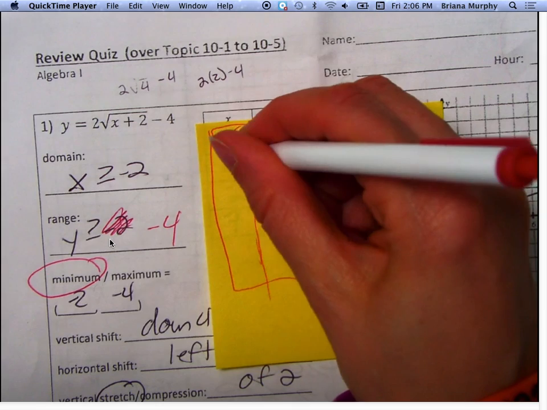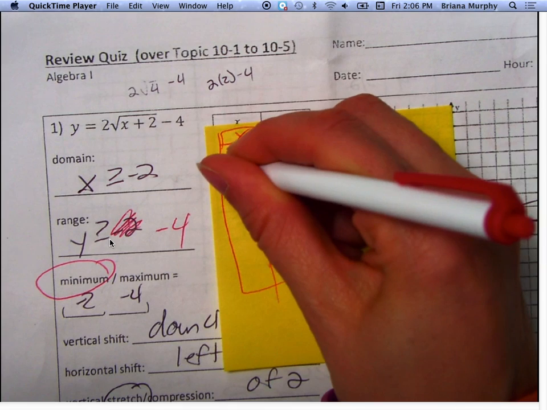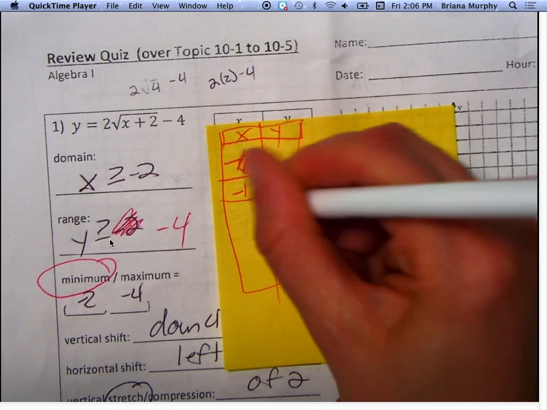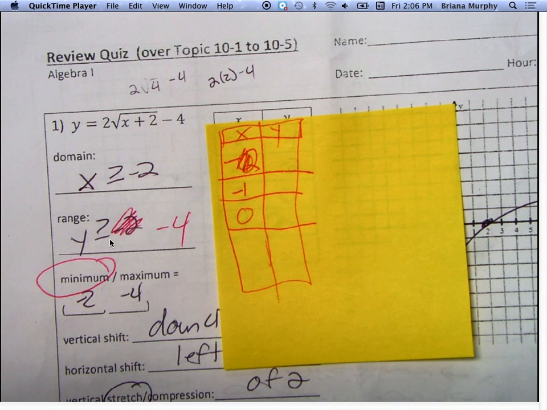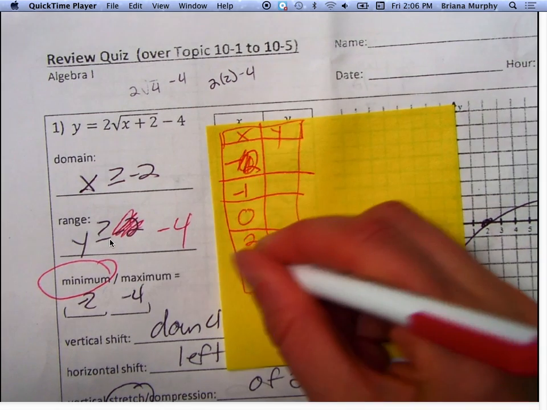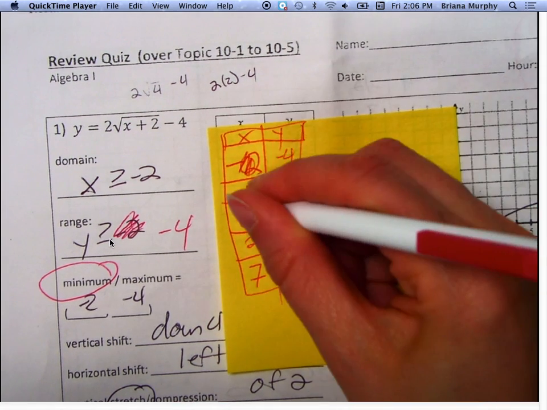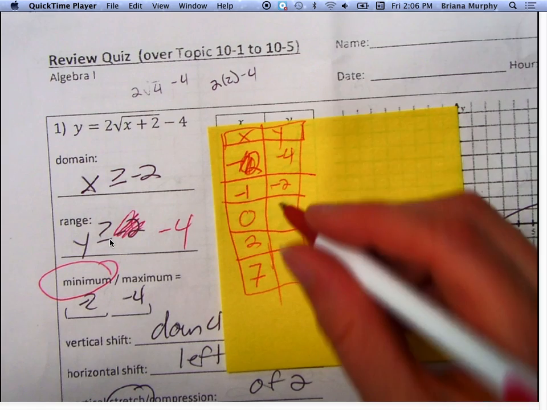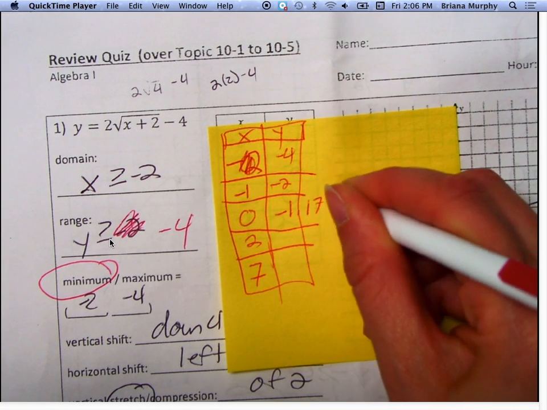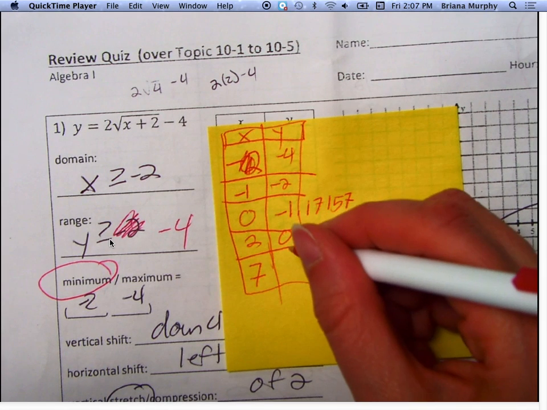Let's say I gave you -2, -1, 0, 2, and 7. Okay? At -2, when I put this in my calculator, I get -4. At -1, I get -2. But for 0, I get -1.17157. For 2, I get 0, and for 7, I get 2.